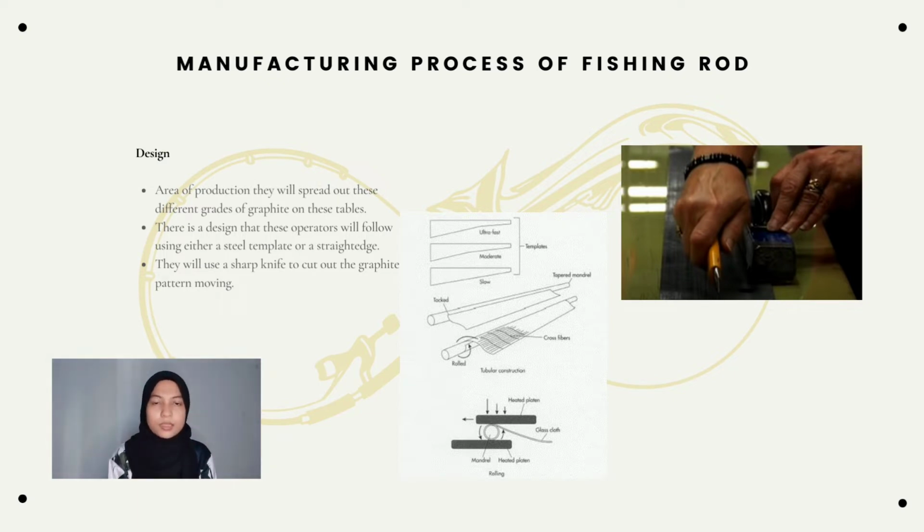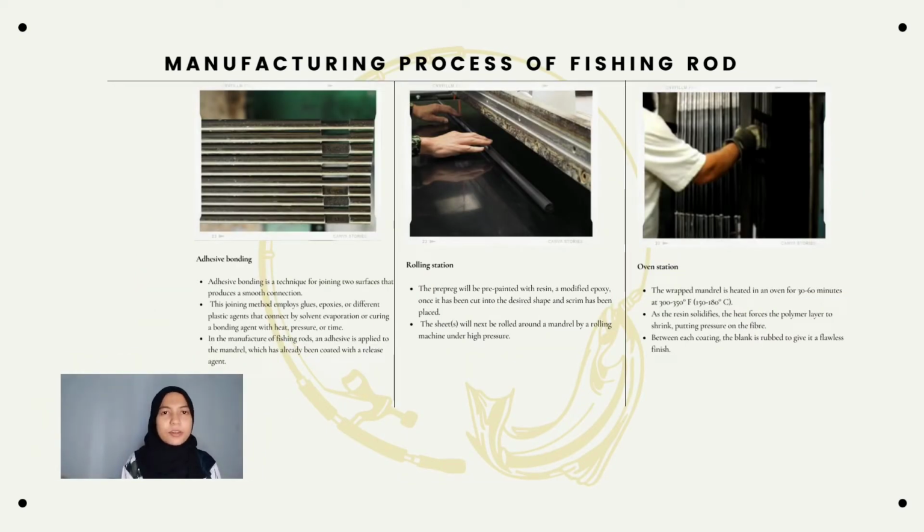The first process is design. In the production area, they will spread out the various grades of graphite on tables, and the operators will cut out the graphite pattern using a sharp knife, using either a steel template or straight edge. Adhesive bonding is a technique for creating a seamless connection between two surfaces. This method uses glue as a plastic agent to link by evaporating the solvent or curing a bonding agent with heat, pressure or time.